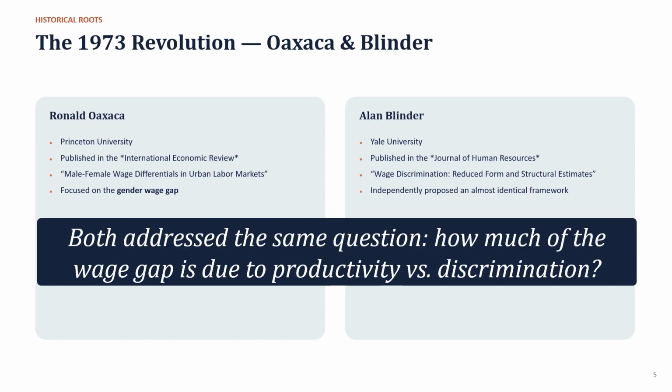They both realized that simply comparing average wages wasn't enough. You had to control for productivity differences. Their key insight was to ask, if women had the same characteristics as men, what would their wages be? The gap between that hypothetical wage and men's actual wage is what we call the unexplained portion. That's the revolution. These two papers laid the foundation for thousands of empirical studies that followed.